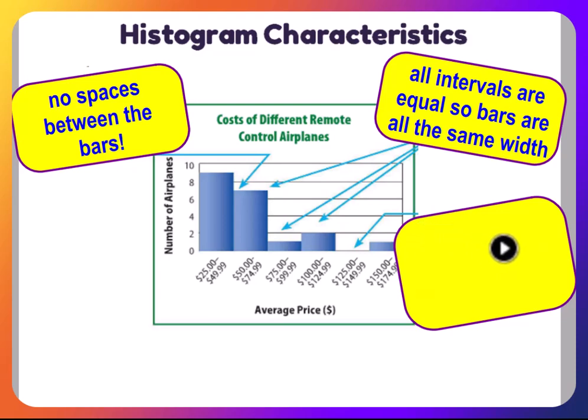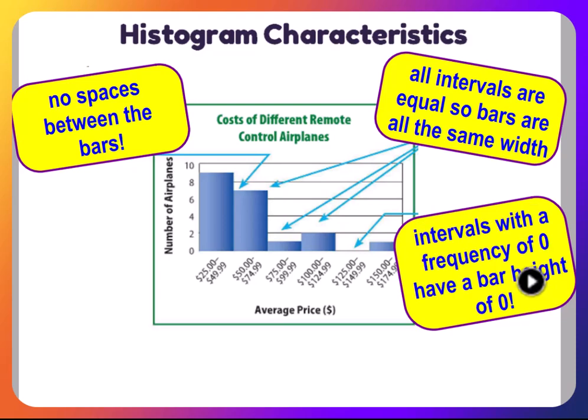And then lastly, the intervals with a frequency of 0 have a bar height of 0. Here you can see there is no bar. That's because none of the airplanes cost between $125 and $149.99. So you don't draw a bar. You just leave that interval blank. It has a frequency of 0.